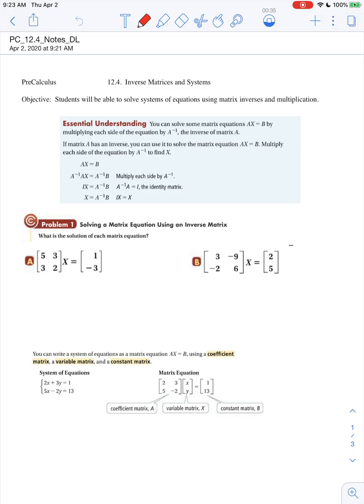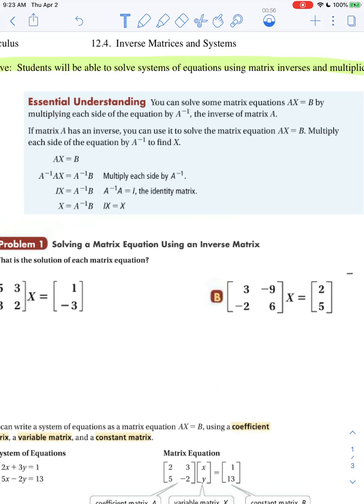12-4. This is the wrap up of what we're going to do with matrices. So the objective is students will be able to solve systems of equations using matrix inverses and multiplication. So I'm just reading that objective. So here's kind of a big idea. I'm going to try and blow this up, okay?